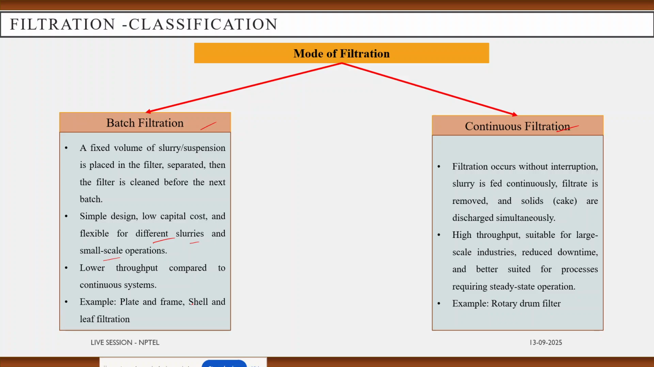The next one is continuous filtration, which, as the name suggests, occurs without interruption. Slurry is fed continuously, filtrate is removed continuously, and solids are also discharged simultaneously. It has comparatively high throughput, is suitable for large scale industries, reduces downtime, and is better suited for processes which require steady state operation. An example is the rotary drum filter.